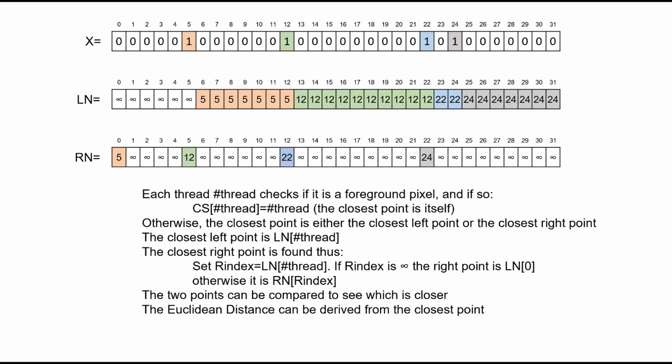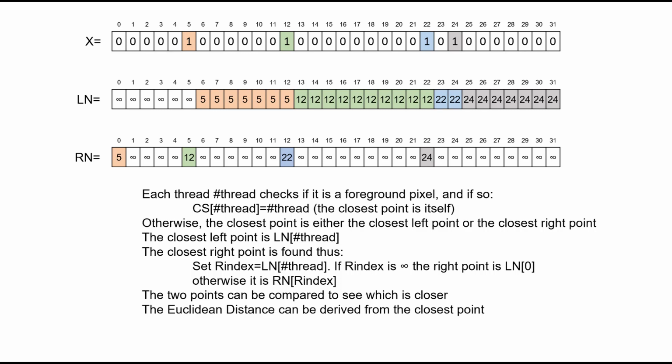Using these arrays, we can now obtain the closest point for each pixel. Each thread will check if it's a foreground pixel, and if so, it will write its thread number to the closest point array. Otherwise, the closest point is either the closest left point or the closest right point. The closest left point is obtained from the Ln array at the position of the thread index. The closest right point is found by getting the closest left neighbour from the Ln array for that thread.